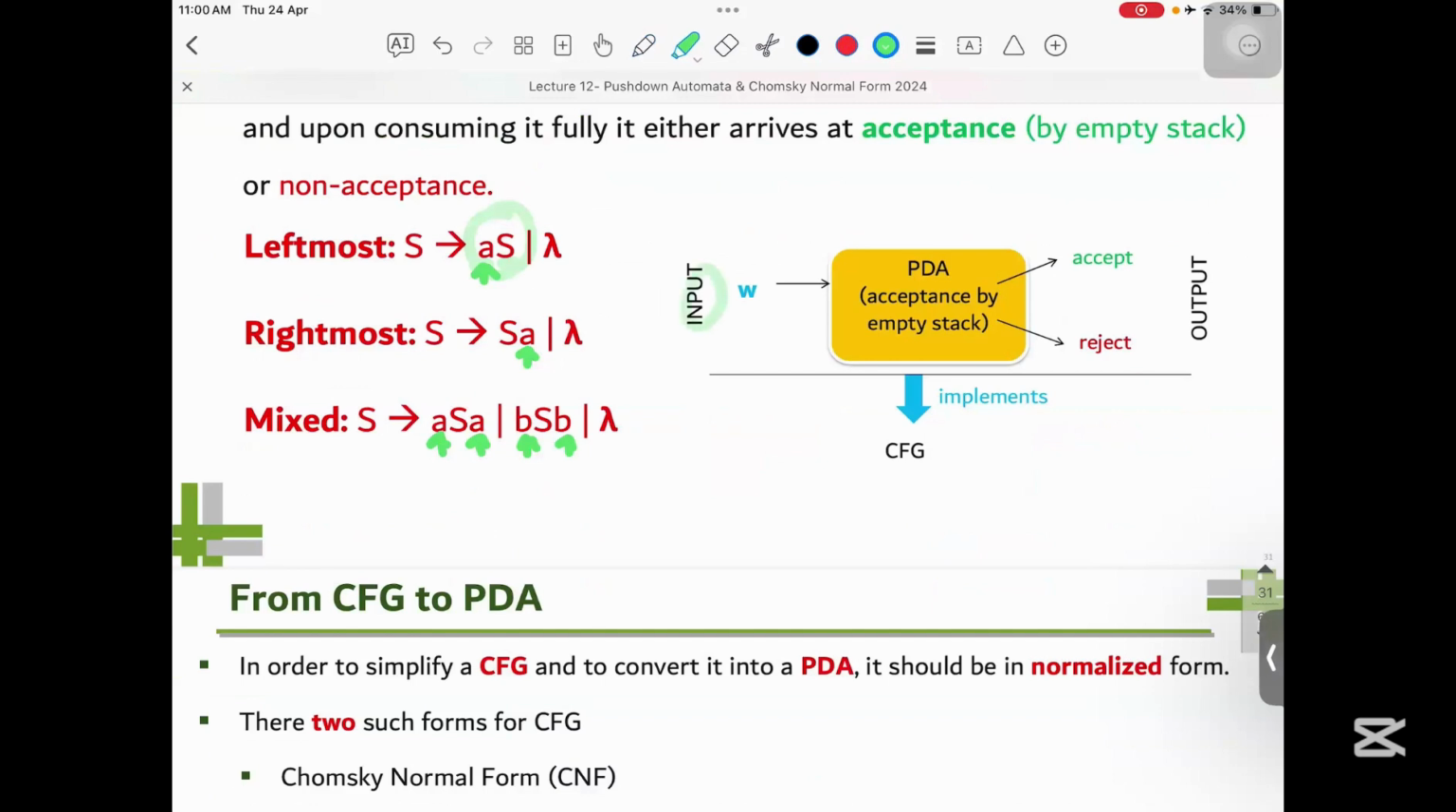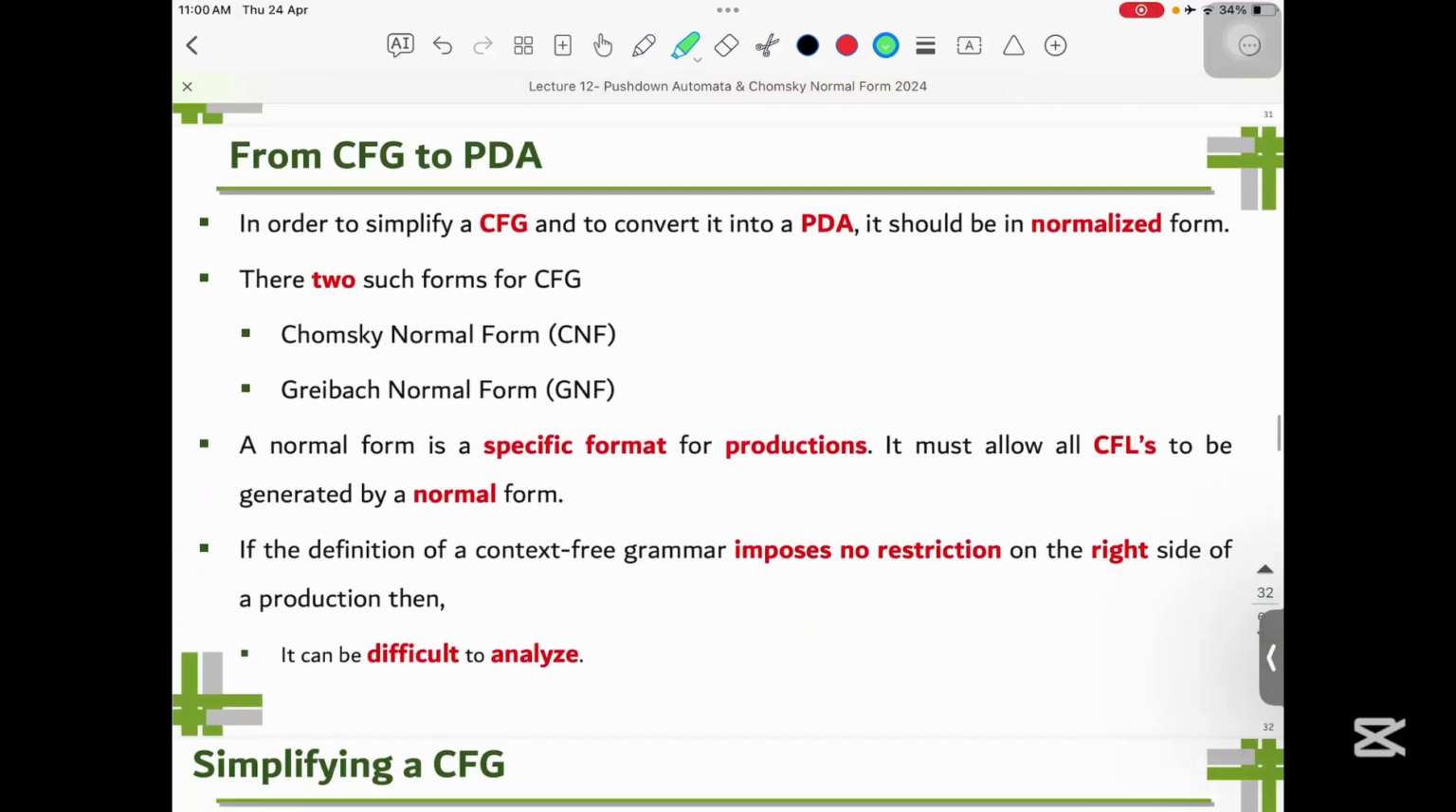So here is the input, this is the PDA, and either it will accept or it will reject. Here we will have a control unit as well as the stack, and ultimately here is the grammar. When we need to simplify a context-free grammar and convert it into a PDA, it must first be normalized. You can do the normalization by using Chomsky, and we can also use Greibach normal form. A normal form is a specific format for the productions. It allows the context-free language to be generated by a normal form.